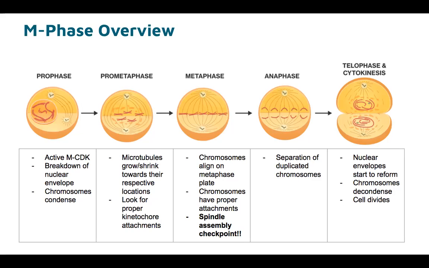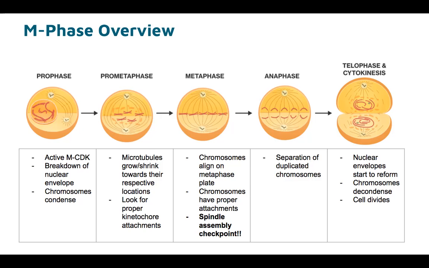In metaphase, the chromosomes align along the metaphase plate. They have the proper attachments, and this is where the spindle assembly checkpoint occurs. And then once we get to anaphase, this is where the chromosomes that have been duplicated are separated. And then in telophase and cytokinesis, the nuclear envelope begins to reform as the cell divides and the chromosomes decondense back into the nucleus.